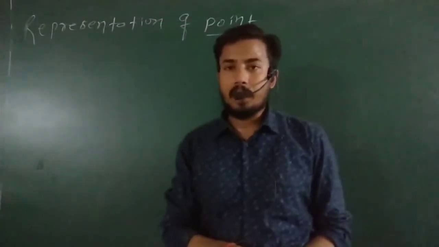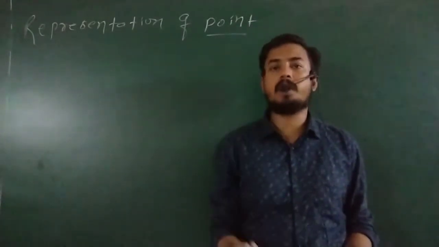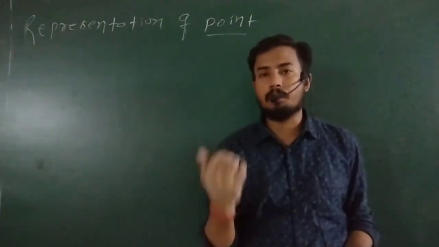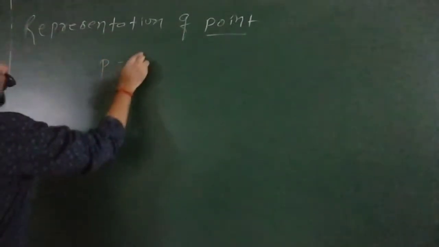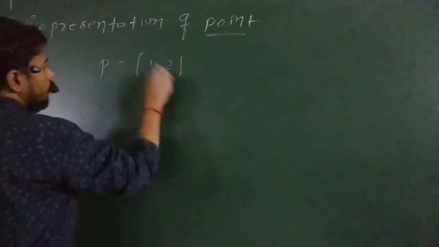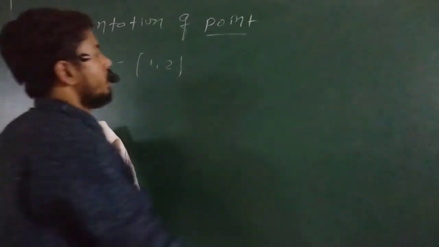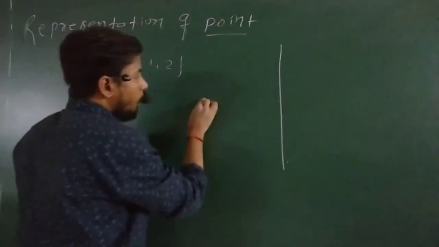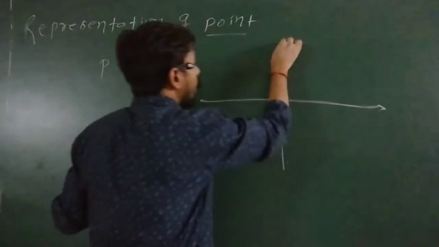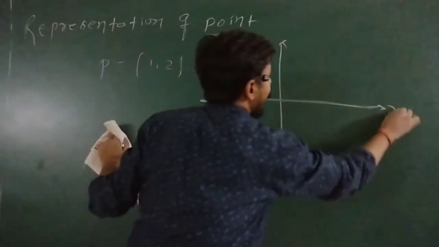3D we are not taking right now, we will take 3D after some time. Suppose that we have a point like P(1, 2). So how will you represent it? So see, first of all, the 2D coordinate system. This is the y-axis, this is the x-axis.